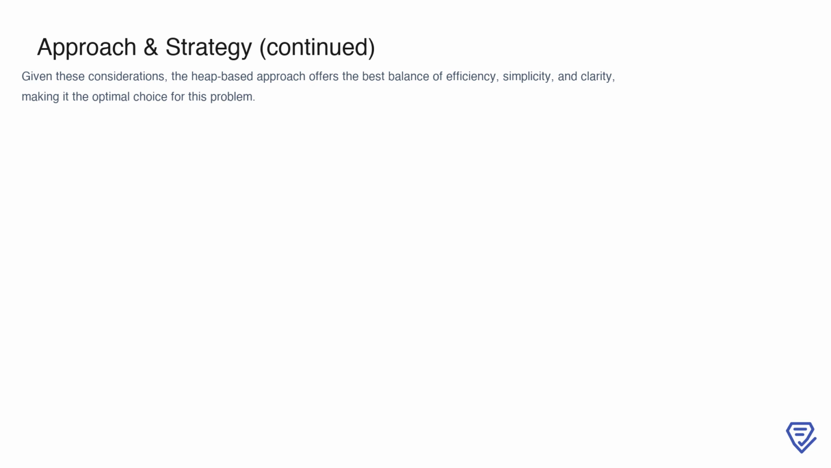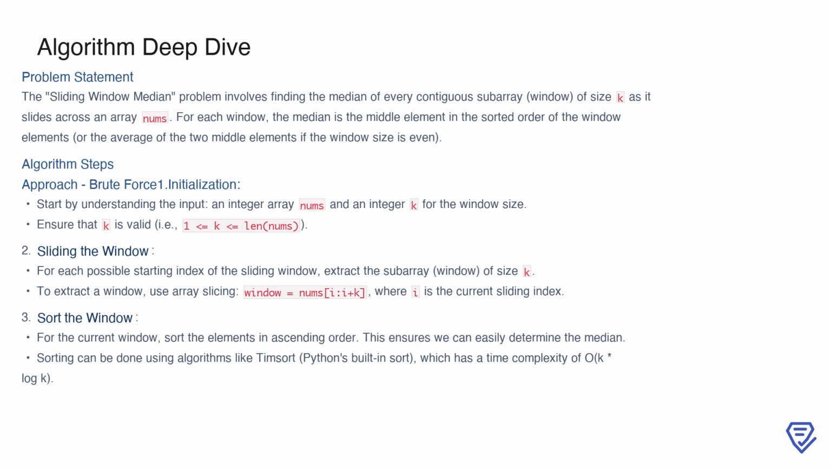The sliding window median problem focuses on determining the median of every contiguous subarray, or window, of size k as it moves across the array nums. The median is defined as the middle element of the sorted window for an odd-sized window, or the average of the two middle elements for an even-sized window.